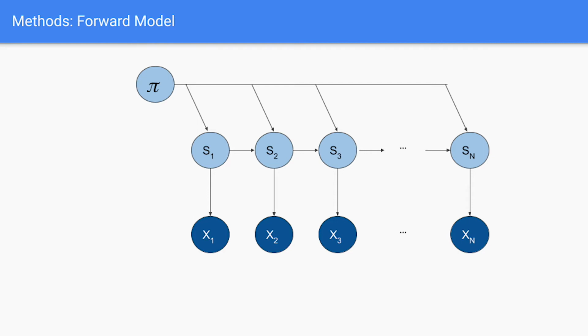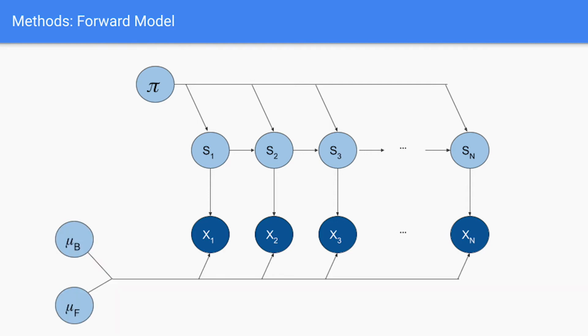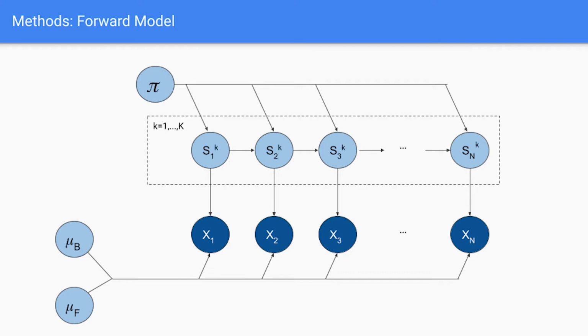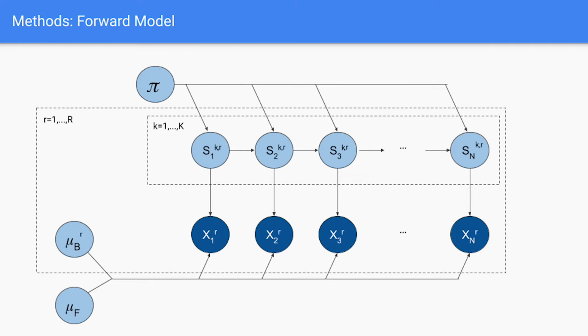These measurements are also conditioned on the brightness of the fluorophore in the background. Because we have multiple fluorophores, we need to denote this by adding a plate behind the states of the fluorophore, which indicates that we have one fluorophore for each K in the index. Lastly, we analyze multiple ROIs at the same time, so we add an additional plate around all variables that vary per ROI.